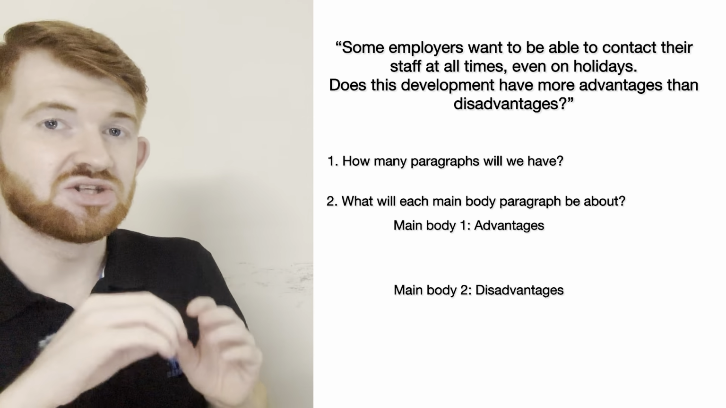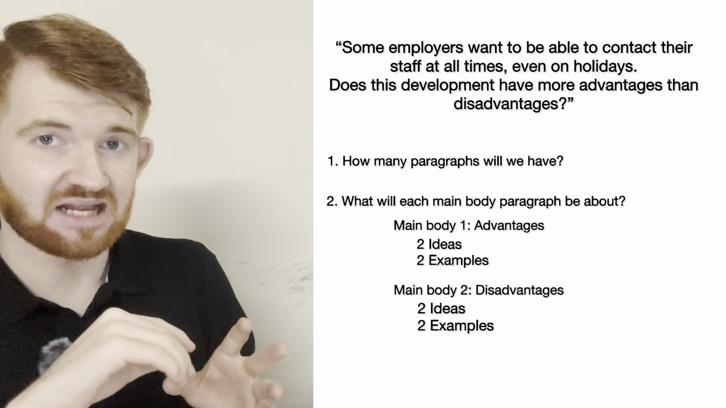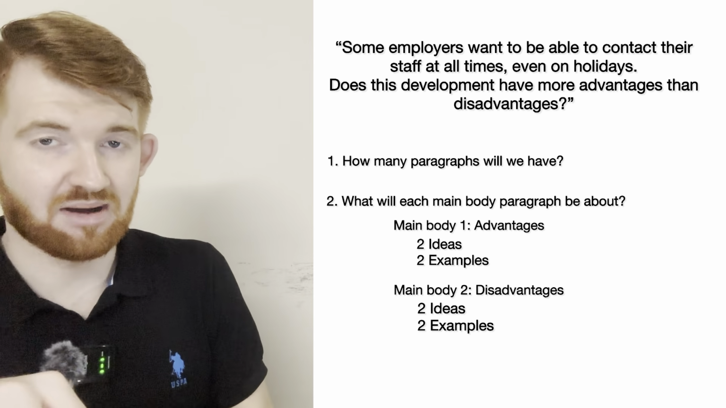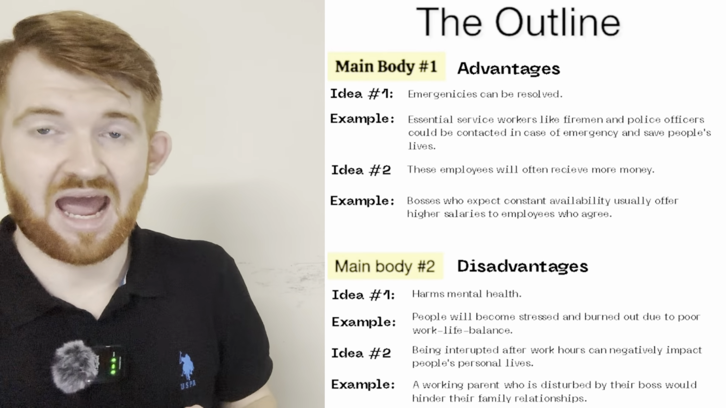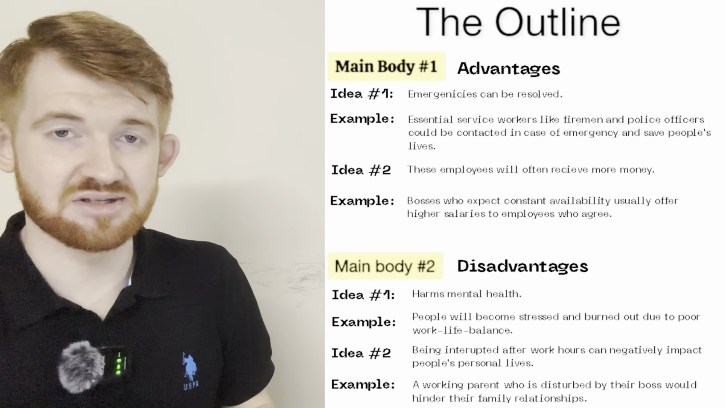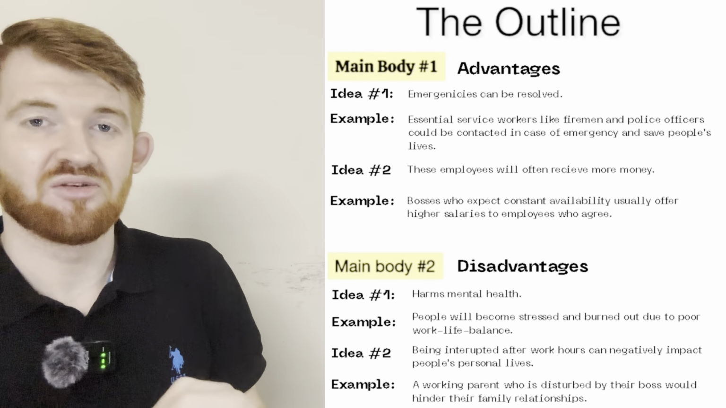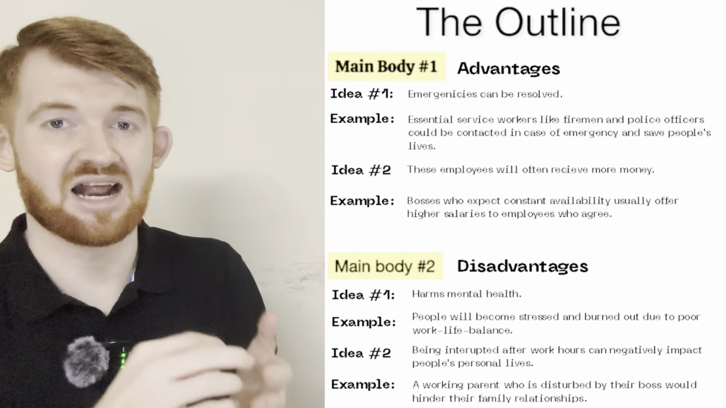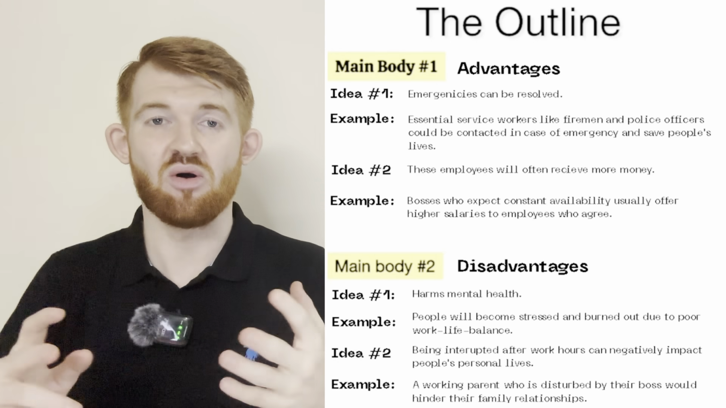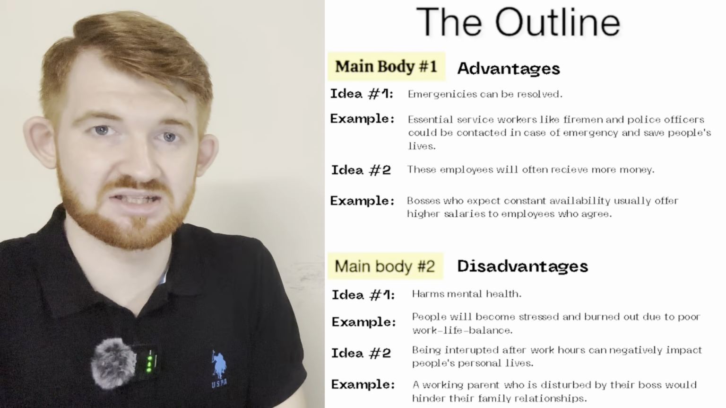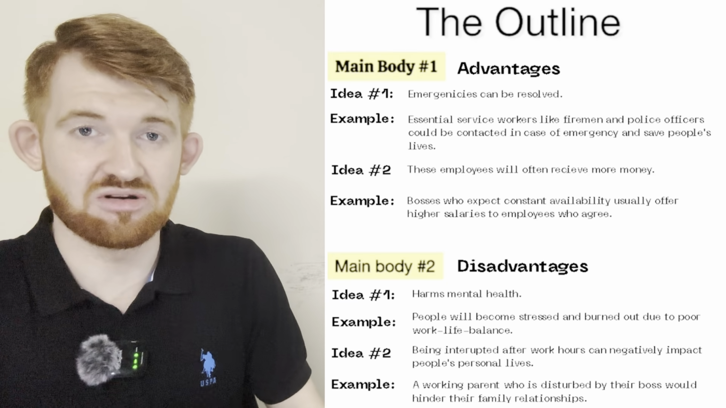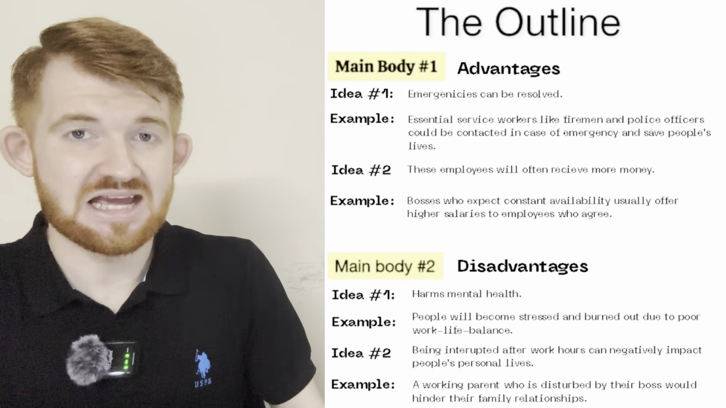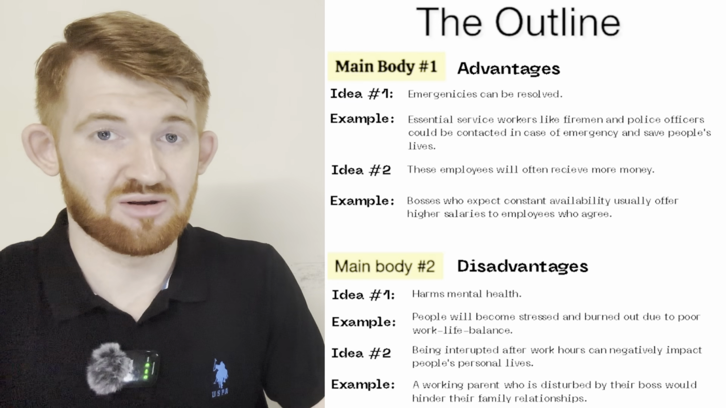Next, we need 2 ideas and 2 examples for each main body. Now, our outline is complete. We have our ideas and our examples, and we are ready to write very quickly and get a high band score because our whole essay is going to be focused, it's going to be easy to follow and understand, the ideas are going to be well organized, and of course we will be able to write very quickly.